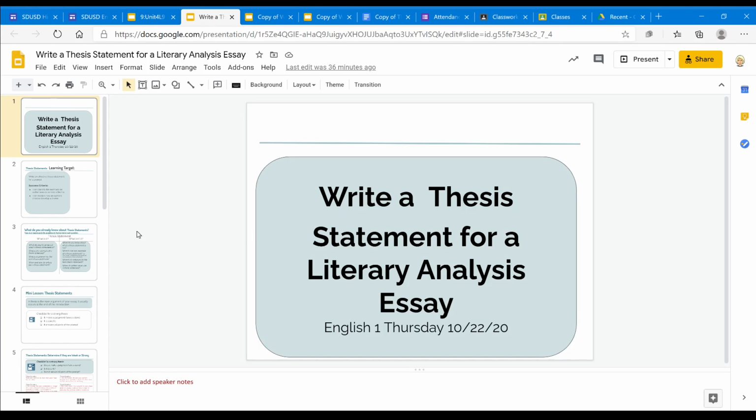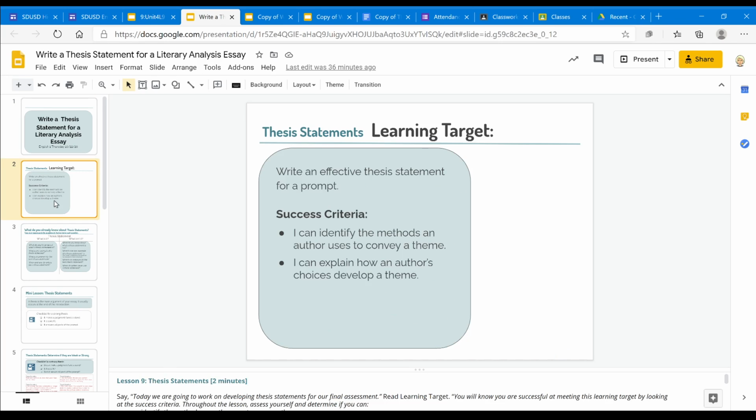Today we are going to work on developing thesis statements for our final assessment. Your learning target is to write an effective thesis statement for a prompt. You will know you are successful at meeting this learning target by looking at the success criteria.